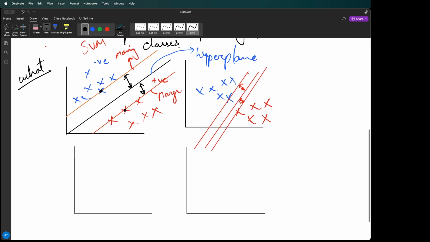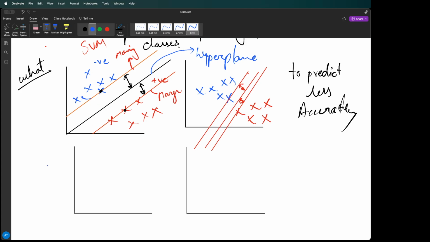Now, as the distance is less, there is a high chance of the model predicting less accurately. Right. So the more the margin distance, the better the accuracy. And the hyperplane is nothing but a distinguishing line, like a best fit line as in linear regression. But okay, now going to the next part.